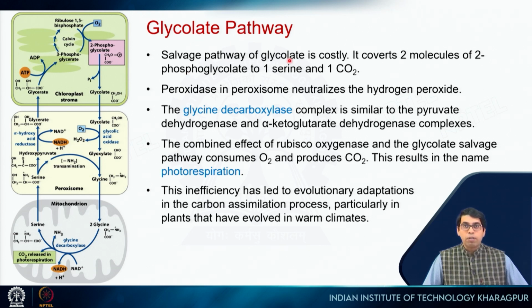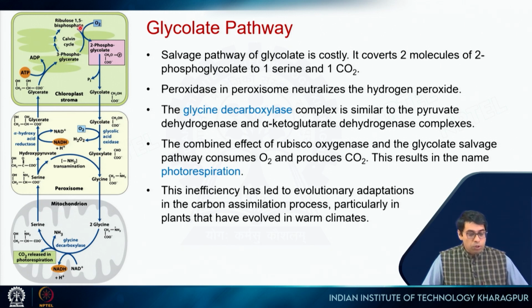So, this salvage pathway of glycolate is costly. It converts 2 molecules of 2-phosphoglycolate to 1 molecule of serine and 1 molecule of carbon dioxide. So, 2 molecules of phosphoglycolate means 4 carbons, serine has 3 carbons, and the remaining carbon goes out as carbon dioxide, okay, which will again be captured by the Rubisco to do its fixation. Now, the hydrogen peroxide that is produced, so we will see hydrogen peroxide is produced here. It is neutralized by peroxidase enzymes in the peroxisome. Okay. So, let us look at the reaction.